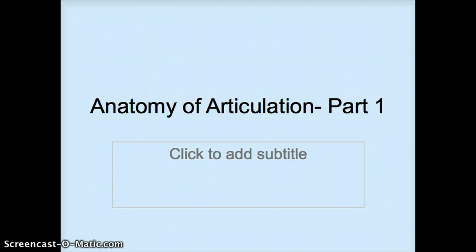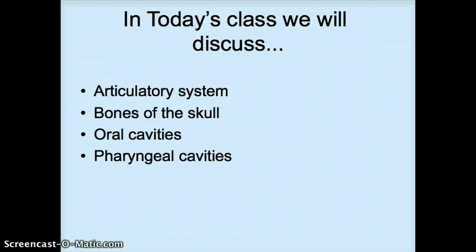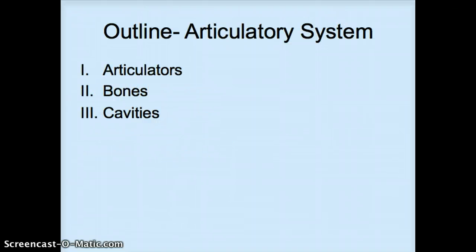Today we're going to talk about the anatomy of articulation, part 1. In this lecture we're going to discuss the articulatory system, the bones of the skull, the oral cavities, and the pharyngeal cavities. So we're going to be focusing on the throat and the mouth and nose regions. The outline for the articulatory system is the articulators, the bones, and the cavities. So let's take a look.